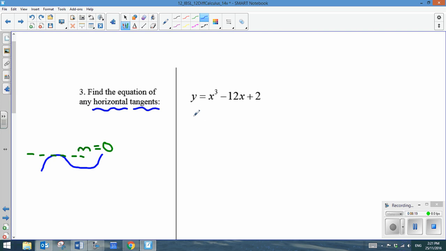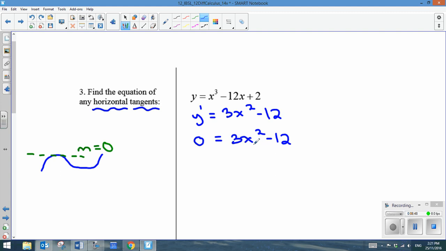So if I think about my gradient, I need to find the derivative as 3x squared minus 12, and I want to know when my gradient is equal to 0 because I want horizontal tangent lines. That means I'm going to have to substitute 0 for my gradient and figure out when that actually happens. So if I can figure out when that happens, what x value does that happen at?